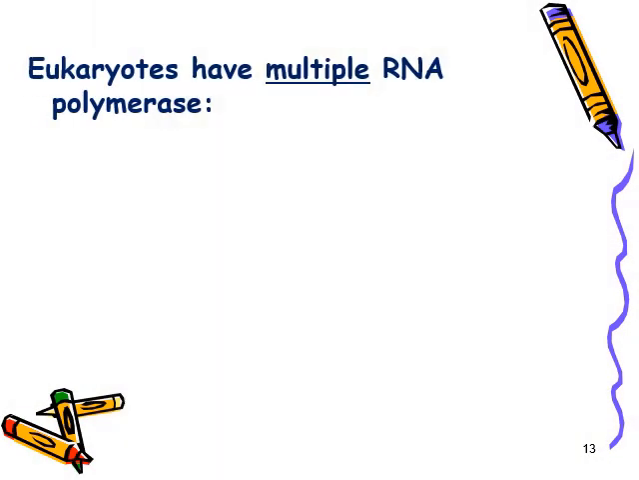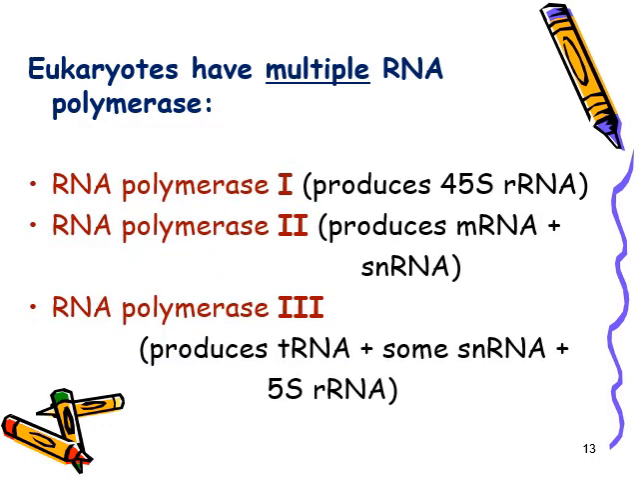Eukaryotes have multiple RNA polymerases. RNA polymerase 1 produce 45S rRNA. RNA polymerase 2 produce mRNA plus small nuclear RNA. RNA polymerase 3 produce tRNA plus some small nuclear RNA plus 5S rRNA.